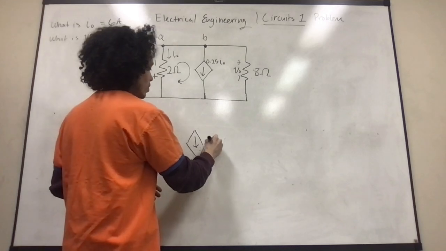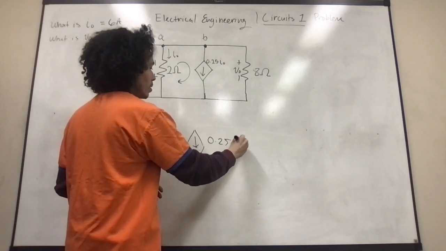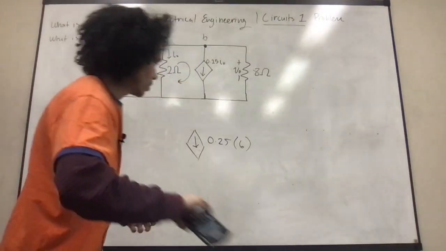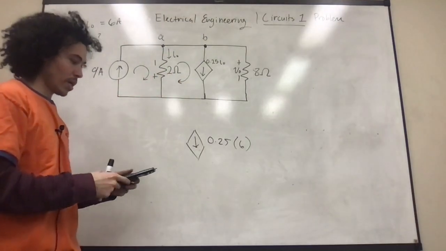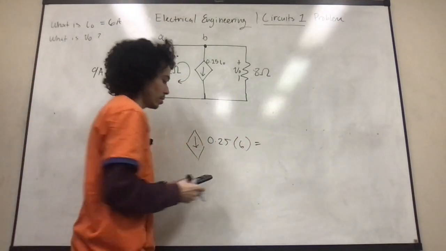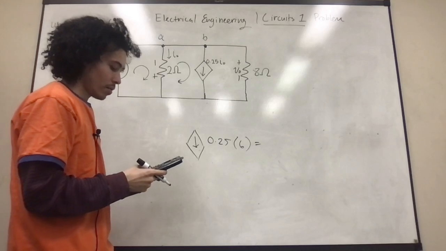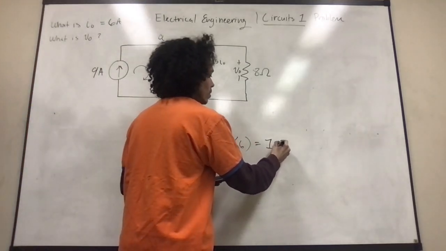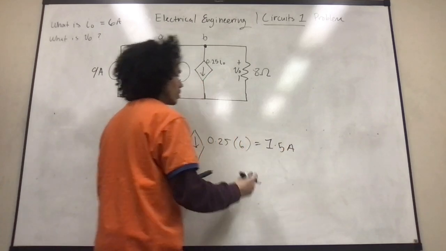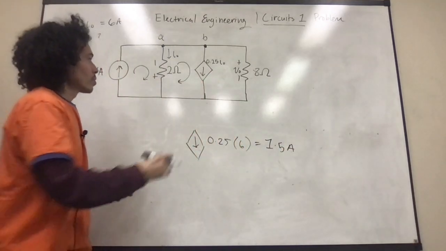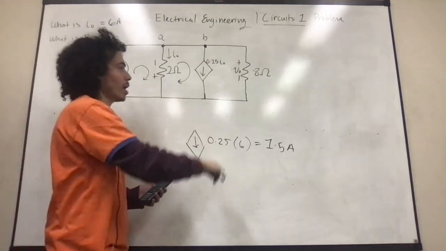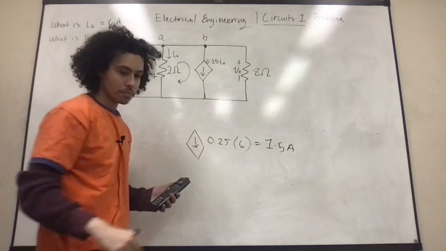All right, so 0.25 times 6, right? Let me do the math real quick. It's going to be 0.25 times 6. It's going to be 1.5. Okay, so the output of this voltage-controlled current source is going to be 1.5 amps.